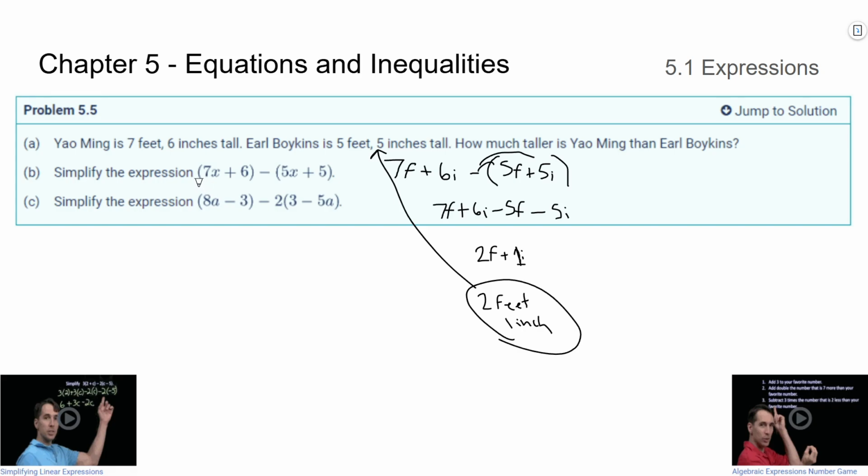Okay, so we have 7x plus 6 minus 5x minus 5. Simplify this, same thing. We're going to distribute this negative sign. It'll end up being minus 5x minus 5. Okay, so 7x minus 5x would be 2x. And 6 minus 5 would be 1.